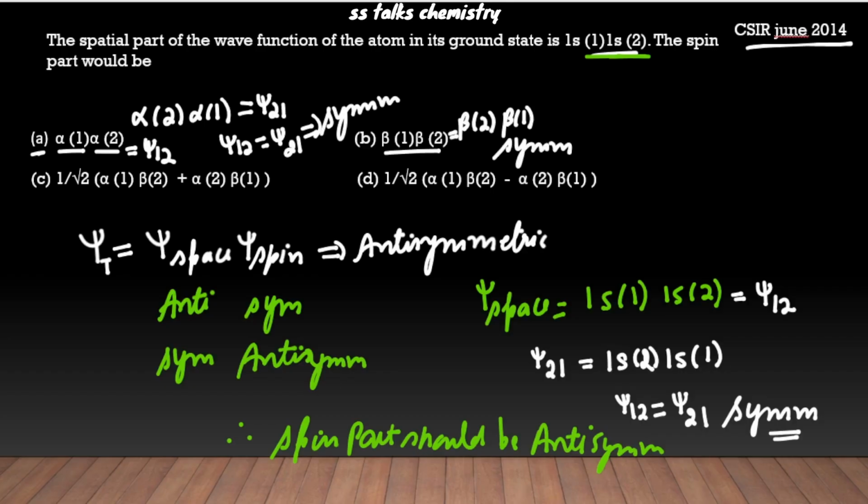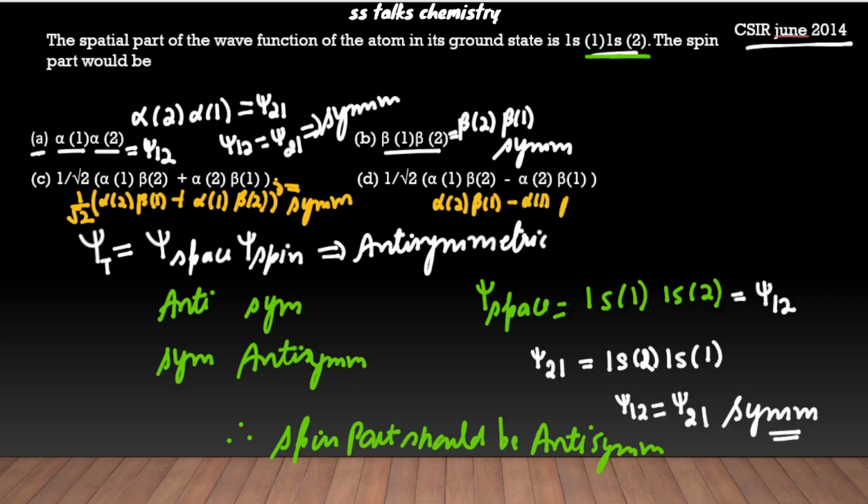Now in option C, if I am seeing 1 by root 2 (alpha 2 beta 1 plus alpha 1 beta 2), the normalization 1 by root 2 is as it is in front. Both terms are the same, so again it is your symmetric part. Now in this one, it becomes alpha 2 beta 1 minus alpha 1 beta 2.